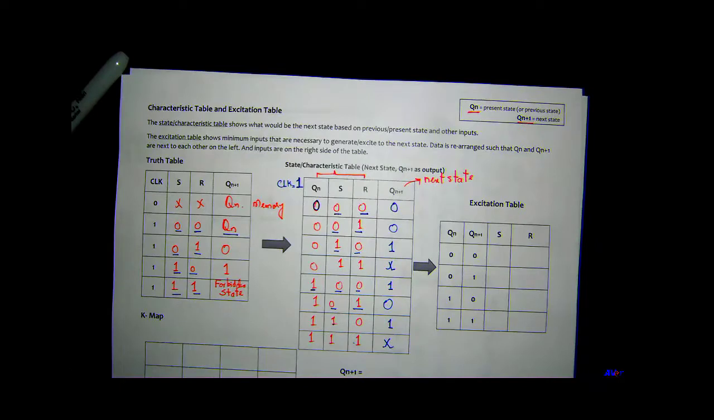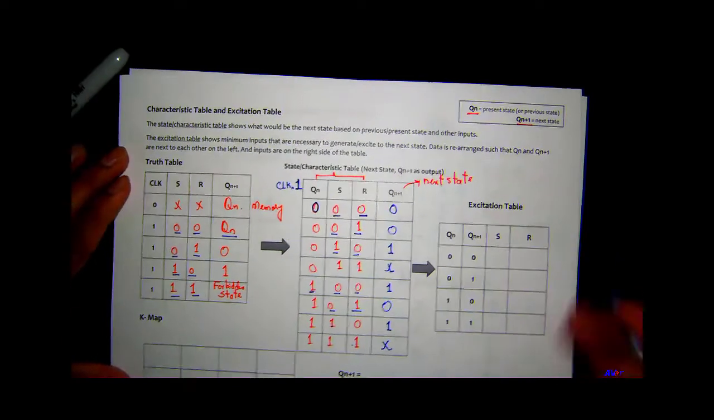Now with the help of the state table, we are going to derive the excitation table. The excitation table is very important, because it also makes it easy for us to come up with very simple code for the SR flip-flop. Okay, all right.